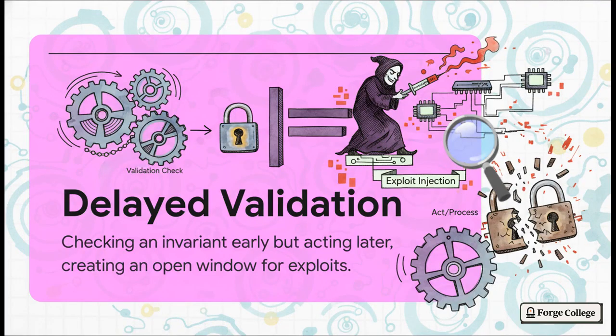And that perfectly illustrates our first core concept on the blueprint: delayed validation. This happens when a program checks a condition, an invariant, early on in its logic, but waits to act on it until later. Because Solana processes instructions sequentially within that single transaction array, it creates a gap, that turning your back moment. This gap, right between when validations run and when other programs act, is the exact open window an exploiter needs to, well, inject their hot sauce.